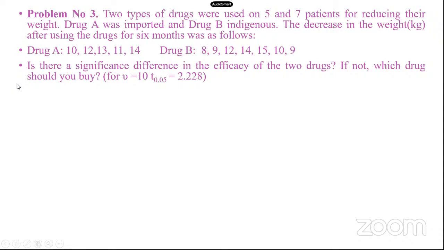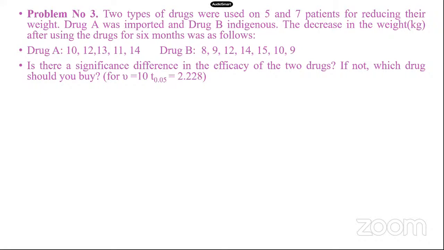Now the next question for you is, is there a significant difference in the efficacy of the two drugs? Is there any difference in the effectiveness of these two drugs? If not, if there is no difference, luckily both came out the same, meaning the null hypothesis is accepted. If not, if there is no difference, which drug should you buy? Which of these two drugs should you buy?